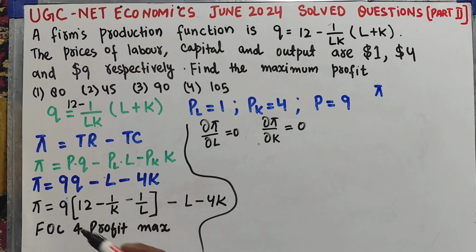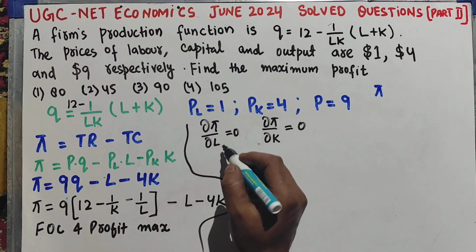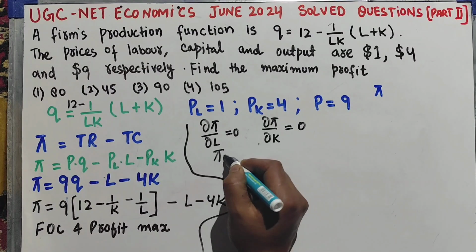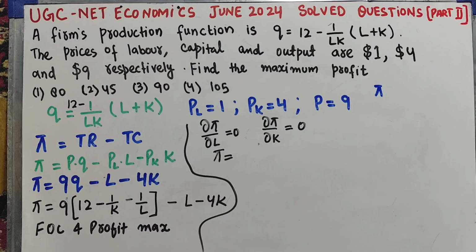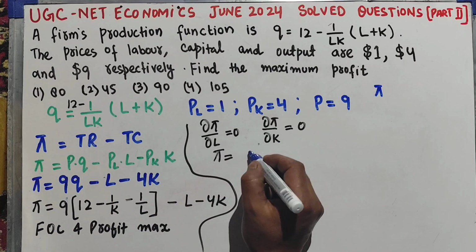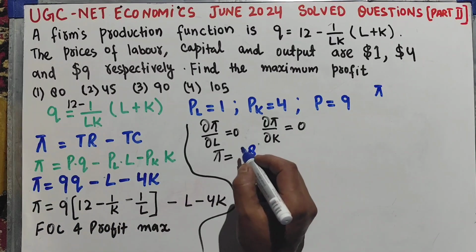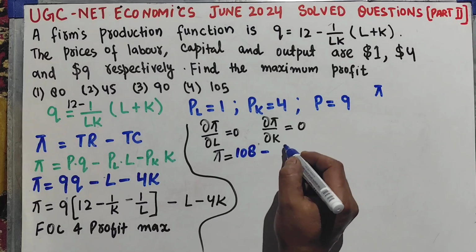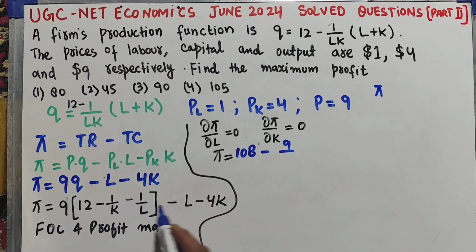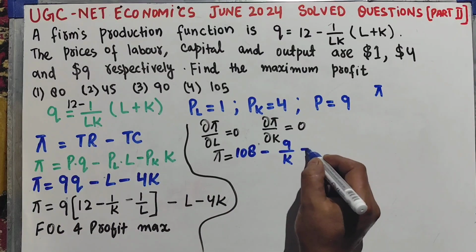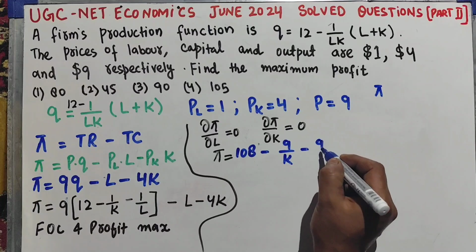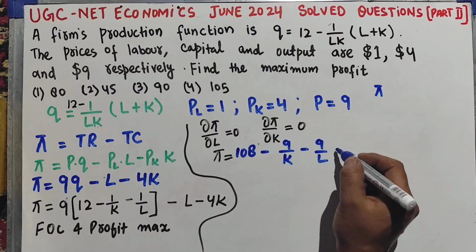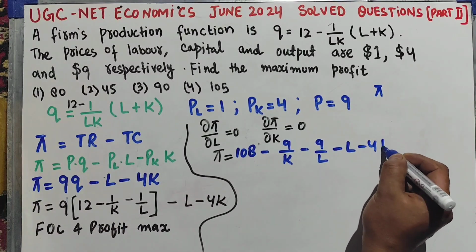Can I rewrite it like this? Let me rewrite the profit function to expand it. So profit is equal to, multiplying this 12, 9 2s are 18, 9 1s are 9, so we have 108 minus 9. I am multiplying this 9 to each of these terms, then we have minus 9 upon L, then we have minus L minus 4k. This is our profit function.